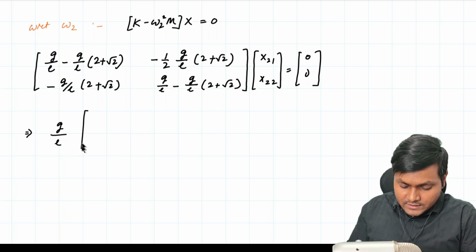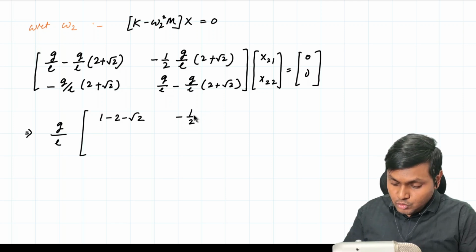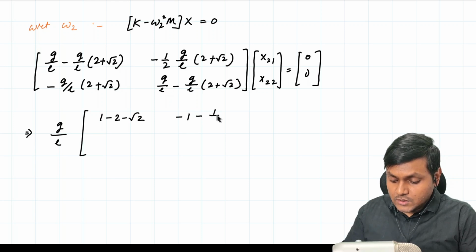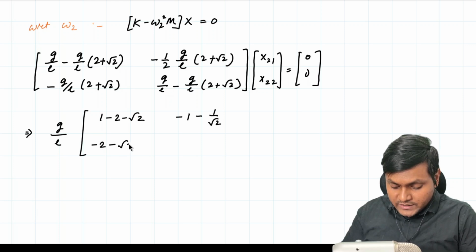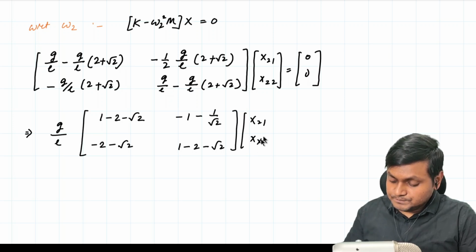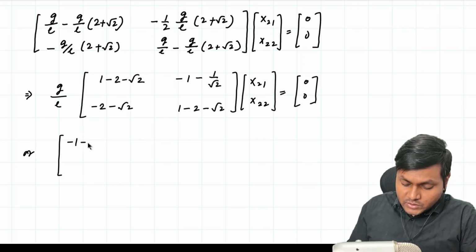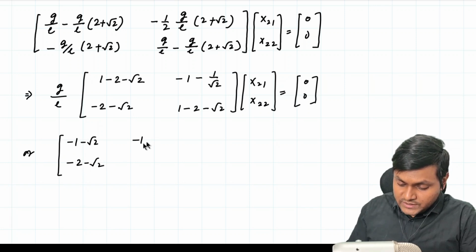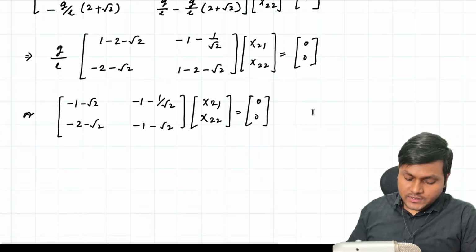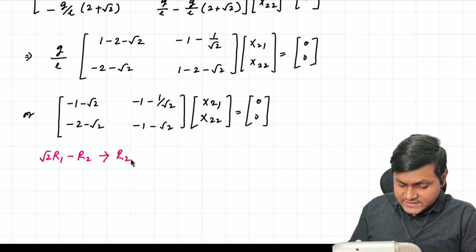So if I take g upon L out of it, this becomes 1 minus 2 minus root 2. This becomes minus half into 2. So this becomes minus 1 minus 1 upon root 2. This becomes minus 2 minus root 2, and this becomes 1 minus 2 minus root 2, which multiplies x1, x2 and is equal to 0, 0. So simplifying, this simply becomes minus 1 minus root 2, minus 1 minus 1 upon root 2, minus 2 minus root 2, and minus 1 minus root 2. So here I'm again going to reduce the rows. I'm going to multiply root 2 with the first row, and subtract the second row, and substitute that in the second row itself.